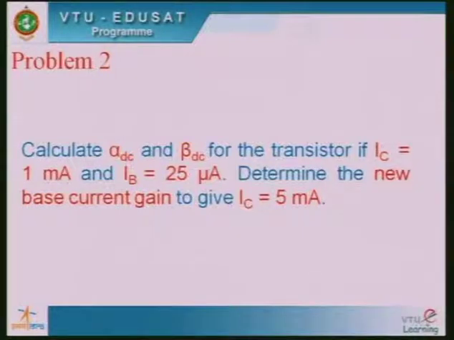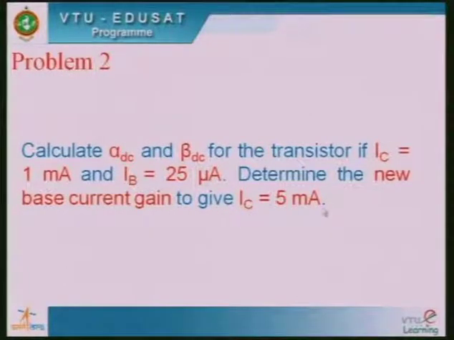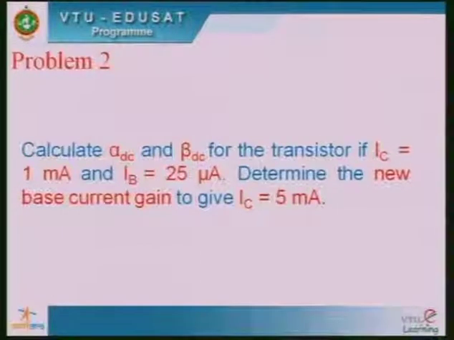Once again, the problem statement is: calculate alpha DC and beta DC for the transistor if the collector current is 1 milliampere and the base current is 25 microamperes. We need to determine the new beta DC to give IC equal to 5 milliamperes. Now let us see how we can solve this particular problem.